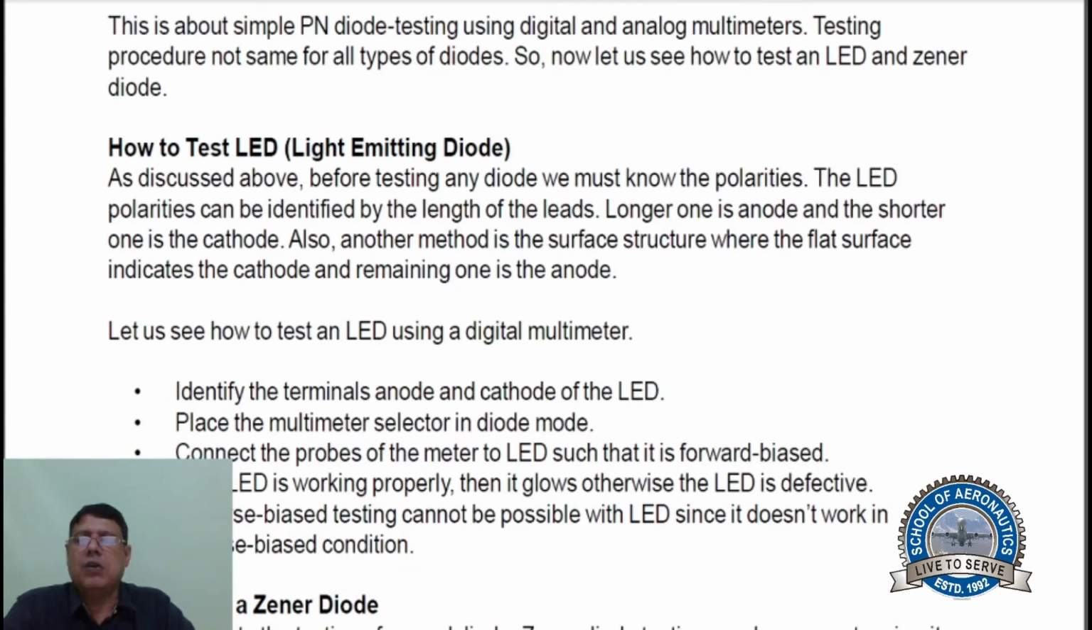Let us see how to test an LED using a DMM, or digital multimeter. First of all, identify the terminals, anode and cathode, of the LED. Place the multimeter selector in diode mode. Connect the probes of the meter to the LED such that it is forward biased. If the LED is working properly, it glows; otherwise the LED is defective. Reverse bias testing is not possible with an LED since it does not work in reverse bias condition.